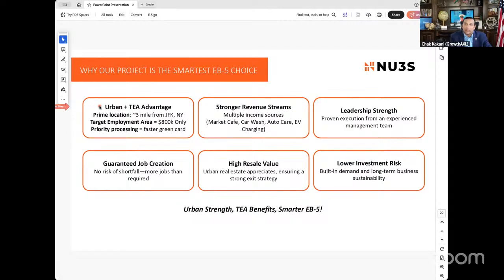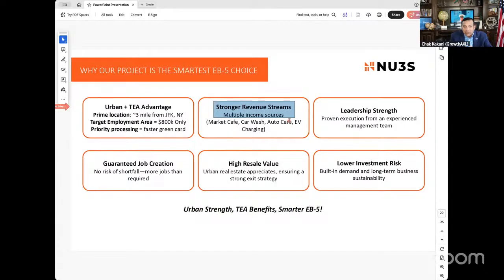Why are revenues important? One, the project has to have enough revenues so that there's enough profitability to give your money back. But more importantly, the project has to have enough revenues to create the jobs. By the way, revenue of a project and job creation are linked in EB-5.